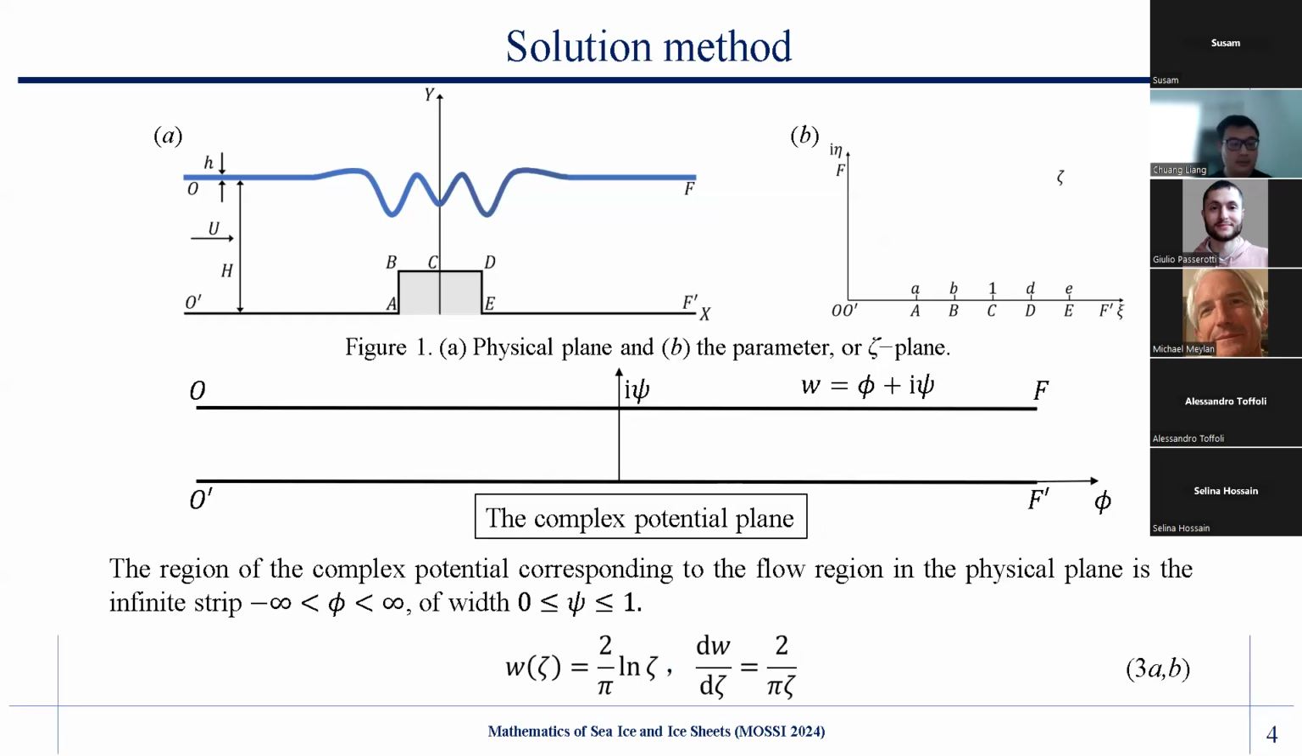Okay, so the complex potential plane is just a strip. The real potential changes from minus infinity to infinity on the bottom, where psi equals 0. And it changes the same on the interface, where psi equals 1. Because the complex potential plane is very simple, we can easily find a conformal transformation. The function log zeta conformally transforms the first quadrant of the parameter region onto the strip or the complex potential region.